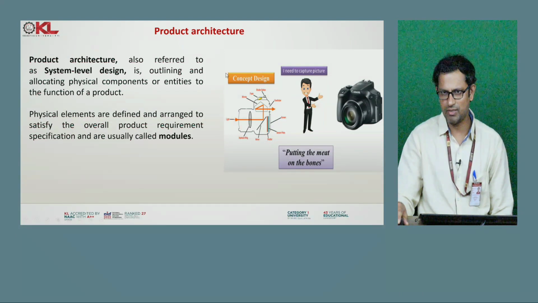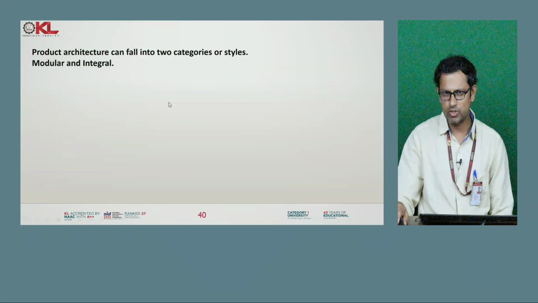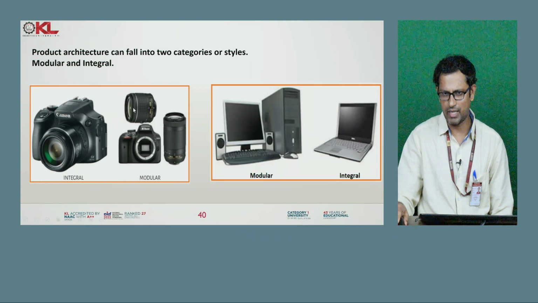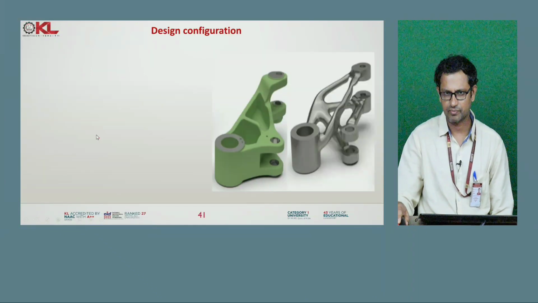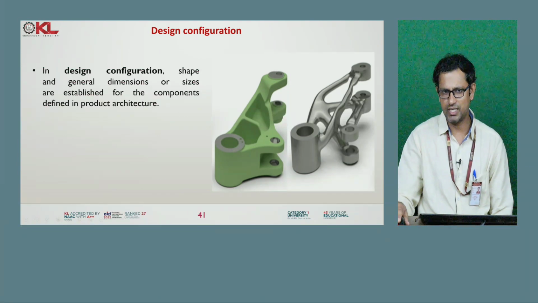Then it will result in the product architecture, and those modules can fall under two categories. One is the modular architecture, another is the integral architecture. If you see here, the modular is nothing but different parts, and the integral is nothing but the assembly. So the product architecture can be of individual parts or it can be of an assembly. So the next step is design configuration.